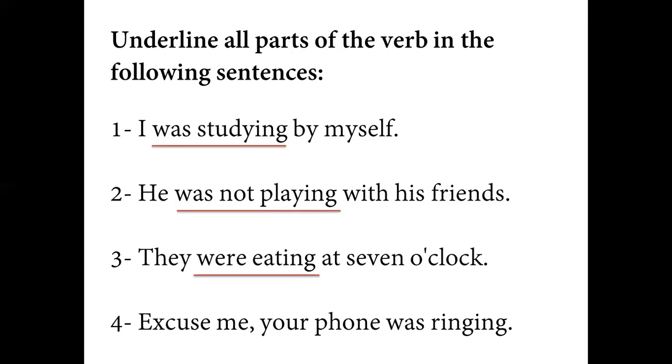Thank you, guys. The third one, very good. They were eating at 7 o'clock. Very good. What about number 4? Excuse me. Your phone was ringing. Where's the verb here? Underline all parts of it. Very good, Muaz, Noor, Hamza. Excellent, guys. Selma, very good. You see? Was ringing. Don't just underline ringing. That's not the verb, by the way. Was ringing.